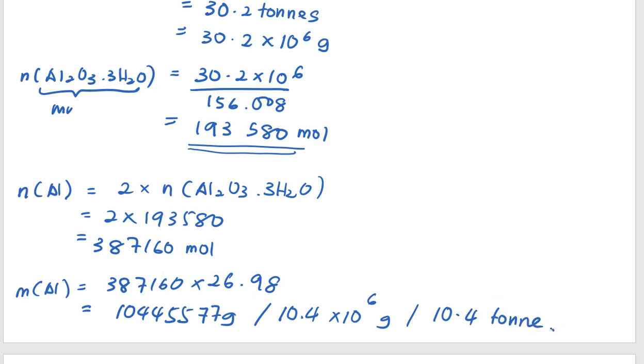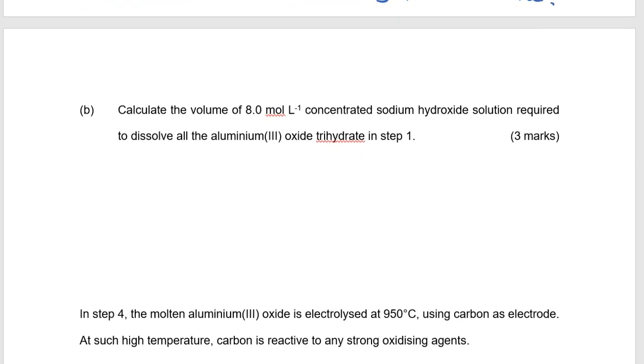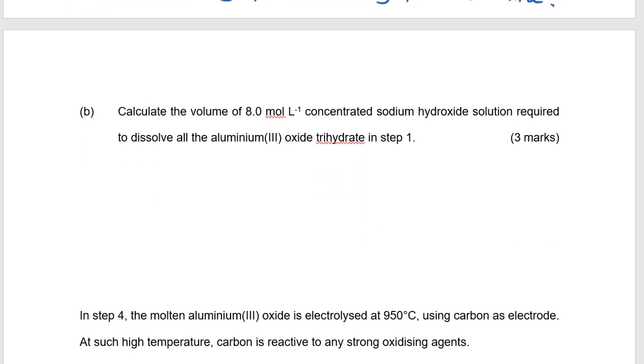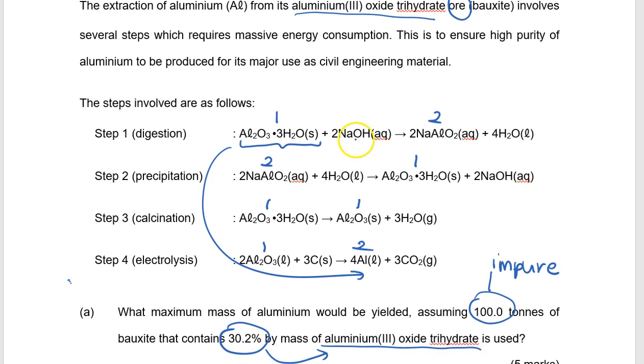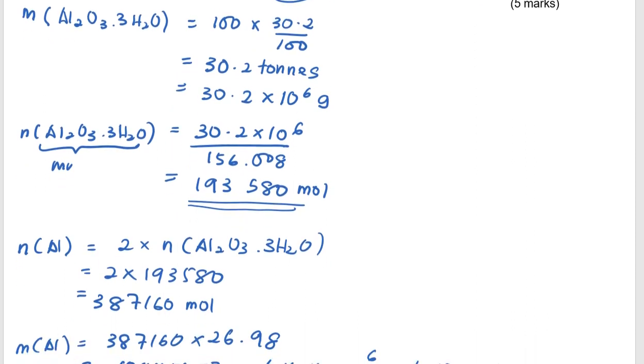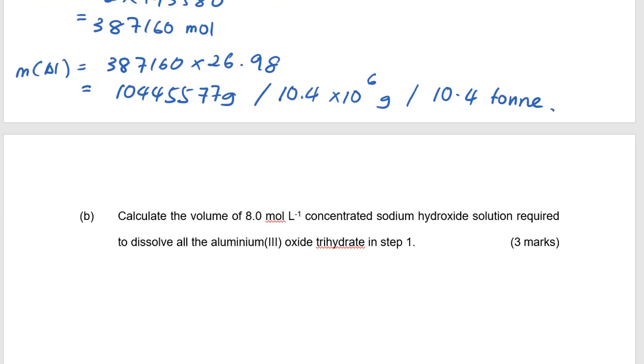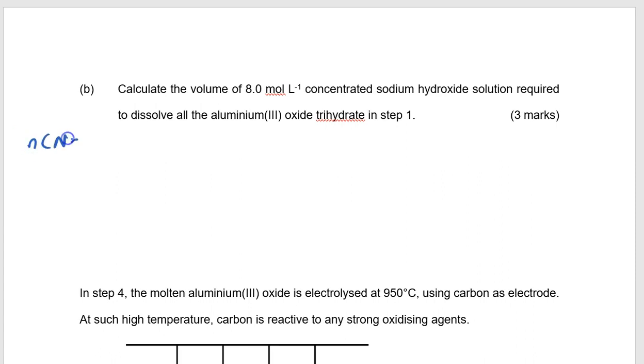Okay, next question. The next question is actually quite straightforward. If you look at the step, they're just asking you to calculate the volume of 8 molar sodium hydroxide solution that will be required to dissolve all the aluminium oxide trihydrate in step 1. And if you look at step 1, you would need 2 moles of sodium hydroxide for every 1 mole of aluminium oxide trihydrate. You have already identified the number of moles of aluminium oxide trihydrate, which is this one. So the number of moles of sodium hydroxide you would need would be 2 times that again.